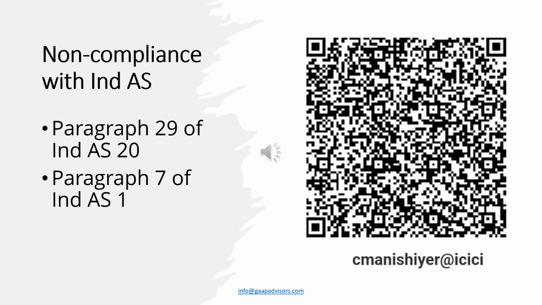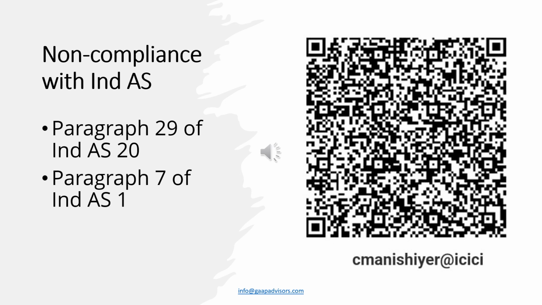Paragraph 29 of Ind AS 20 provides the following policy choices for presentation of grants related to income. 1. In a separate line item. 2. Under a general heading of other income. Or 3. Deducted in reporting the related expense.